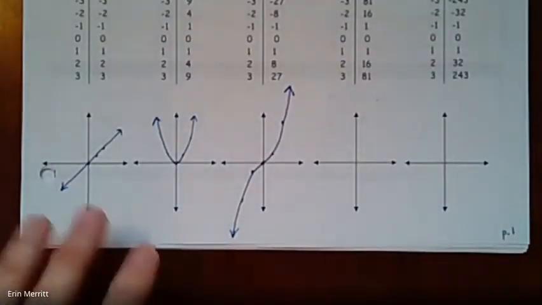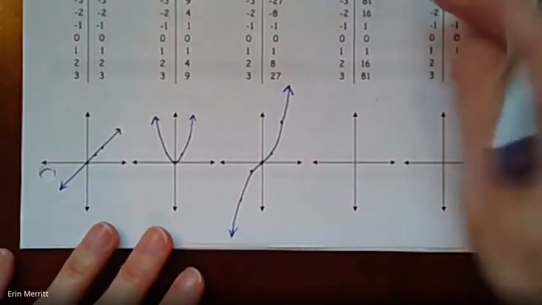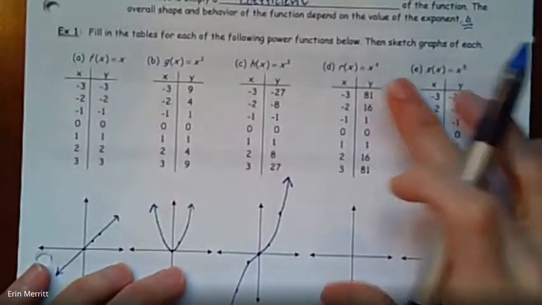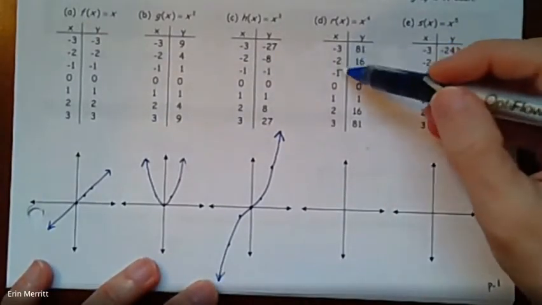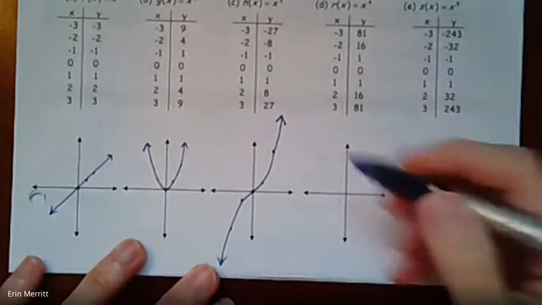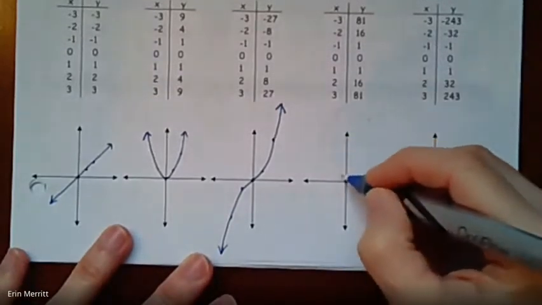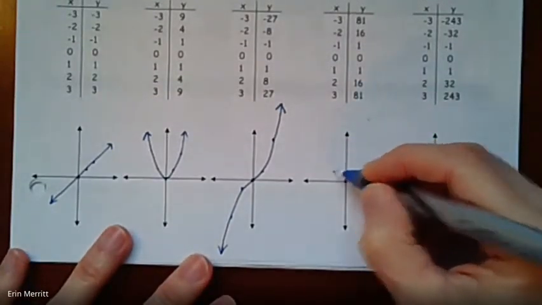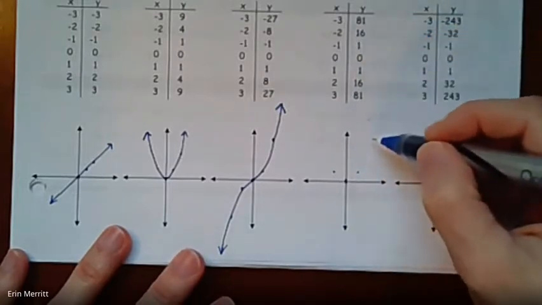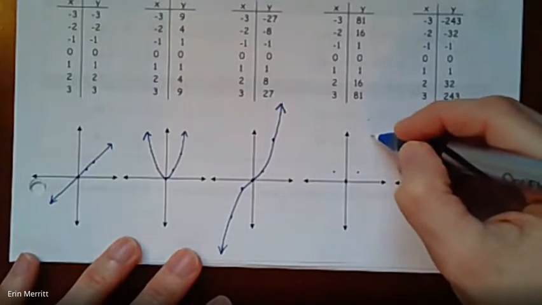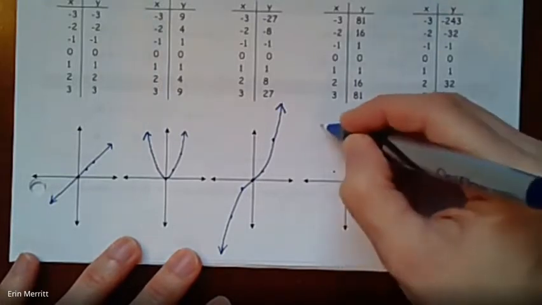As for the next one, y equaling x to the 4th, or in this case, r of x equaling x to the 4th. If you look at the values, when you raise something to the 4th power, everything's coming out positive. So you have 0, 0, you have the 1, 1, and then if we go over to 2, it comes all the way up to 16. And then at negative 2, same thing.